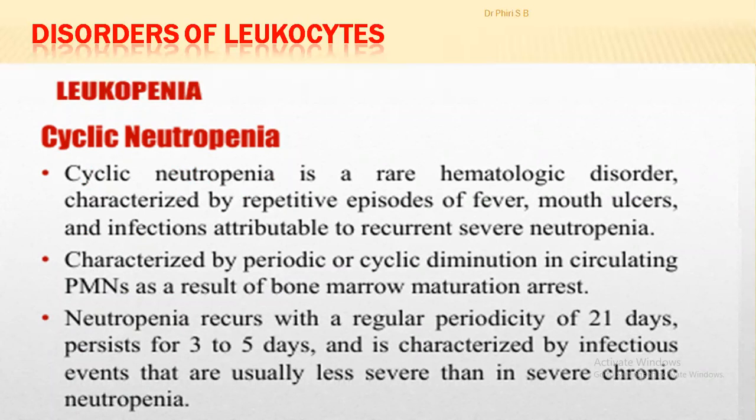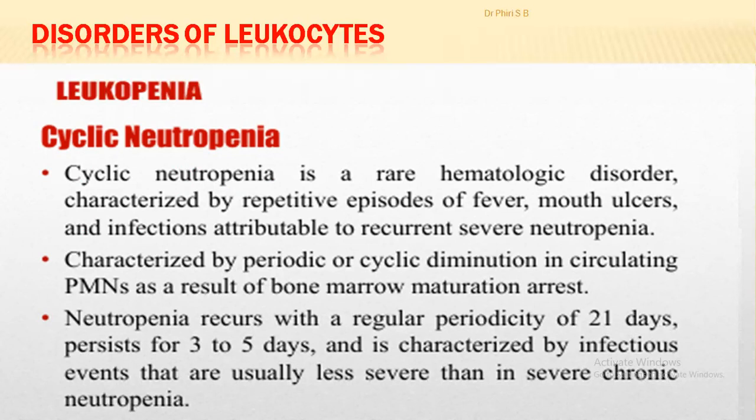So cyclic neutropenia, you know, is a decrease in the neutrophils. That's why it's called neutropenia. Cyclic neutropenia is a rare hematological disorder characterized by repetitive episodes of fever, mouth ulcers, and infections attributable to recurrent severe neutropenia. Because you have neutropenia, you can have infection because you don't have these cells that can migrate to the site of infection or inflammation. Then they can't signal other cells to come to the site of infection. So you are more prone to infections when you have neutropenia.